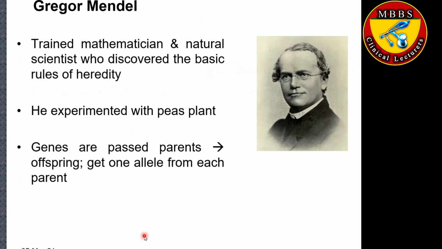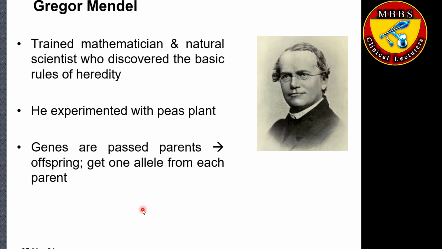Okay, now let's focus on the Mendelian pattern of inheritance. So here, this is Gregor Mendel. You must have heard his name, I think. He was a trained mathematician and natural scientist who discovered the basic rules of heredity. Out of curiosity about why children look like their parents, he worked a lot on pea plants. He experimented on pea plants because peas were easier to work with.